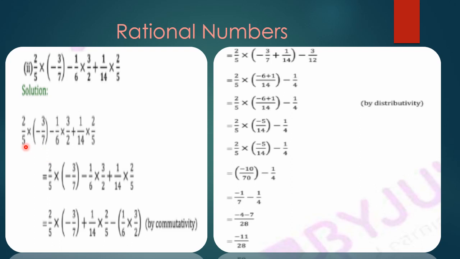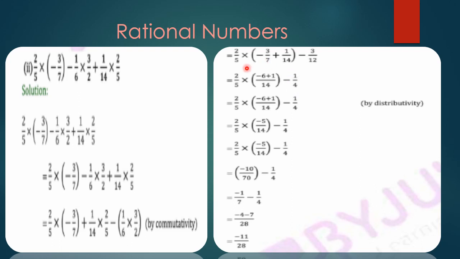Here also we have three parts: 2 by 5 into minus 3 by 7 is the first part, minus 1 upon 6 into 3 by 2 is the second part, and plus 1 upon 14 into 2 upon 5 is the third part. By using the commutativity property we rearrange the terms. So 2 upon 5 into minus 3 by 7 is the first part. Then we write the last part, plus 1 upon 14 into 2 upon 5. Then we take the minus and write the middle part, 1 upon 6 into 3 upon 2.